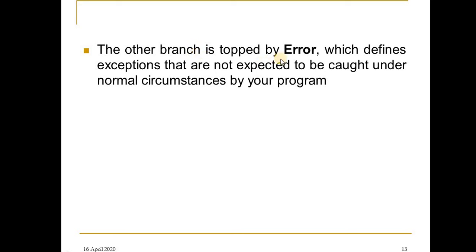The other branch is topped by Error, which defines exceptions that are not expected to be caught under normal circumstances by your program. Here, below the Throwable class, we had two subclasses, Exception and Error. Now, exceptions, the user program can handle them. But the Error class, the user program is not expected to handle them because these errors are not caused by programmer mistakes. These are caused due to system errors, not because of user faults. So they will be handled by the system itself. These errors cannot be handled by the programmer or by the user. That is why they are not expected to be caught under normal circumstances by your program.